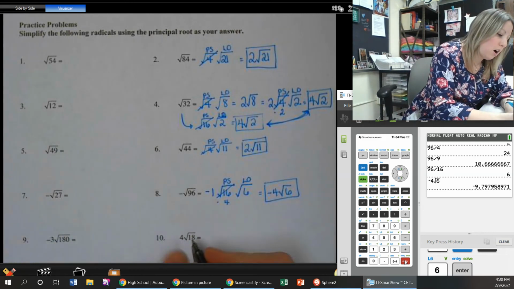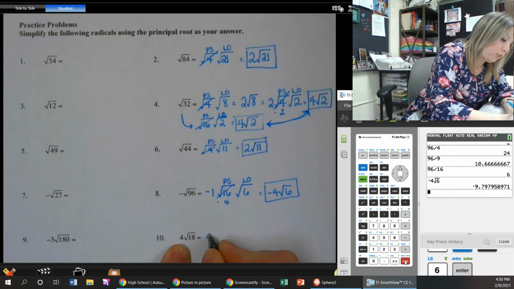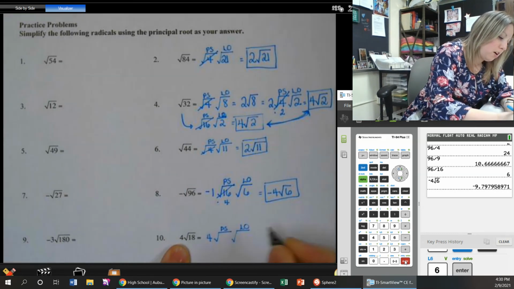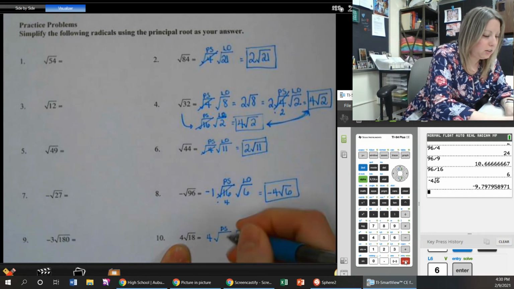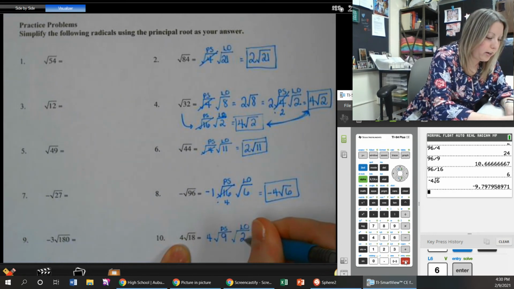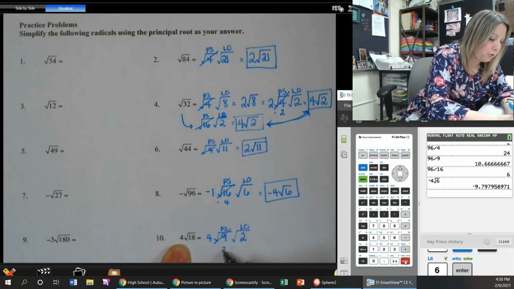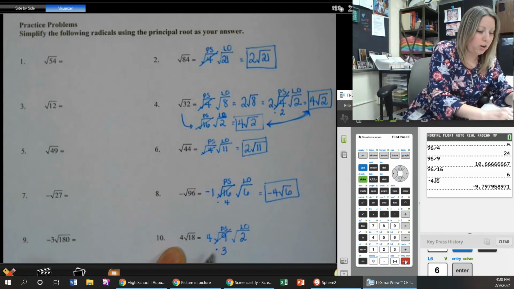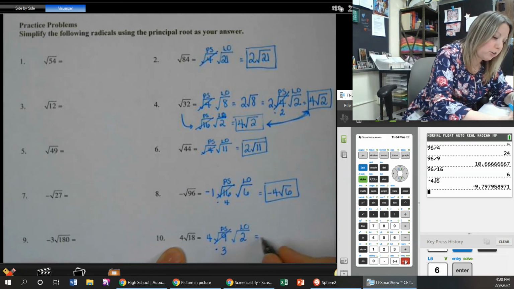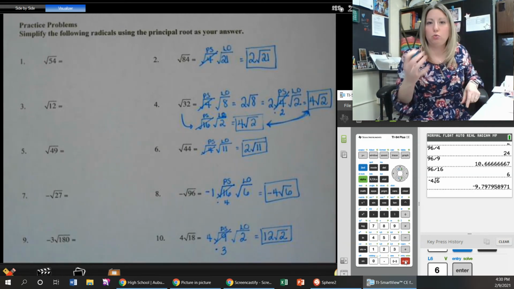Okay. All right, last one of these, and then I'll pause it and let you try these other ones. We've got 4 as a coefficient already, but let's divide 18 into perfect square and leftover. 9. 18 divided by 9 is 2. Great leftover. The square root of 9 is 3. So out front, 4 times 3 gives me my 12 coefficient, and my radical 2 remains as my leftover. So my final answer is 12 radical 2.